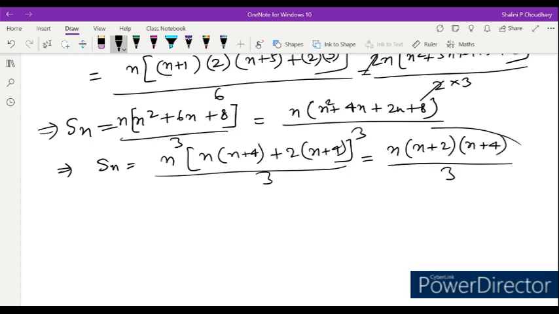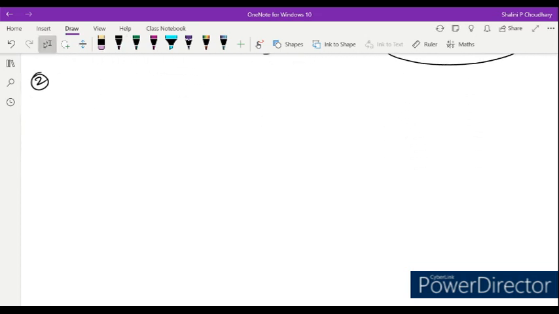So this will be the value of Sn, sum of n terms. Okay, one more question we'll do based on this one. So the question is, find the sum of n terms. We have to find out the sum of n terms, and the nth term an is given by n into n plus 3. This way it's given. So we have to find out the value of Sn.